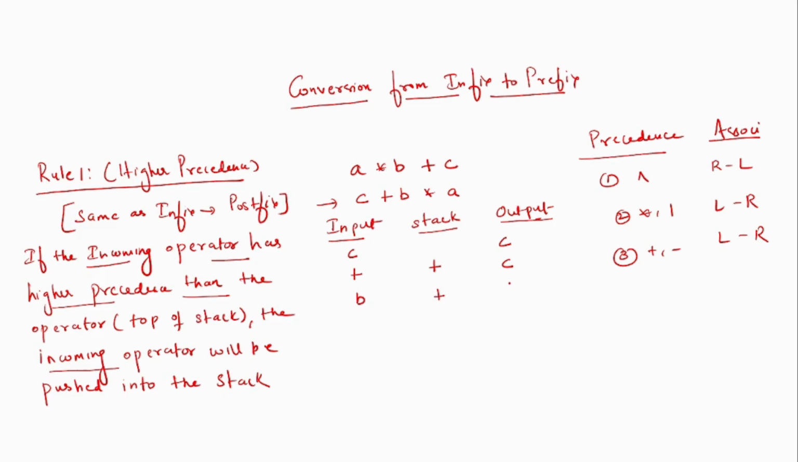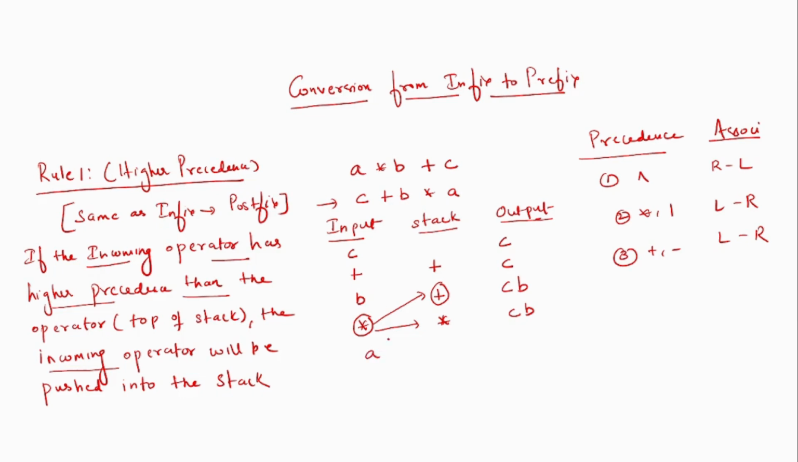I will say here C B. Now comes star. Star is an operator. Now rule 1 applies. If the incoming operator star has greater precedence than the operator in the stack, that is plus, then we push star into the stack. And then I will write CB here. So C is done, plus is done, B is done, star is done.